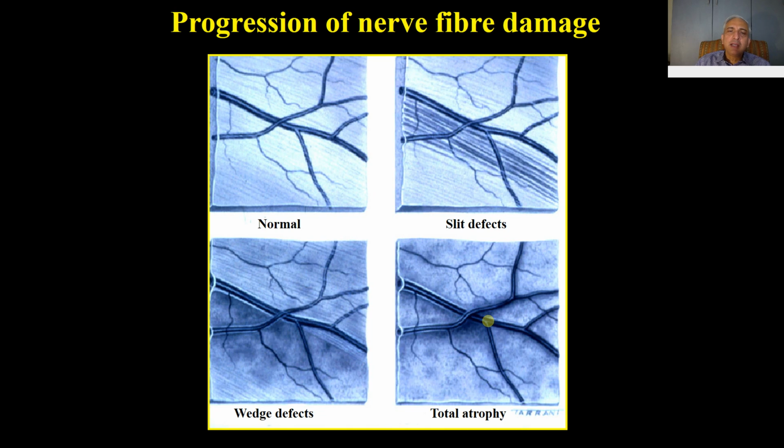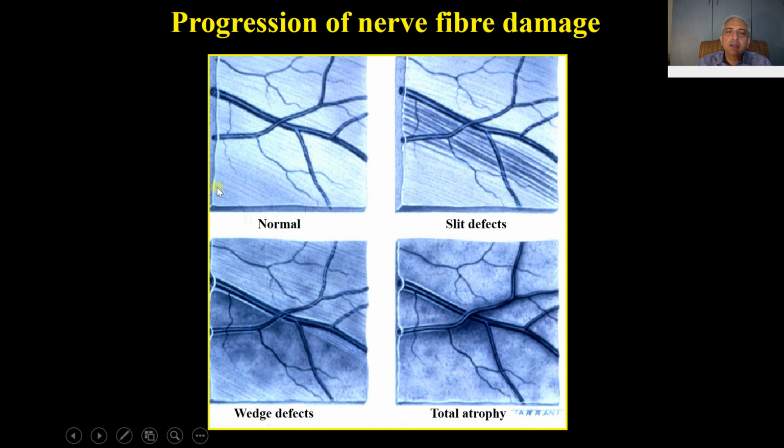What is happening in patients with glaucoma is you're having cupping of the optic disc, and that can be seen as loss of retinal nerve fibers. Here you can see slit-like defects on the retinal nerve fiber layer. This is the normal layer, and these are the slit-like fiber losses which you can see on red-free photographs. This is a wedge shaped defect, and this is total atrophy.